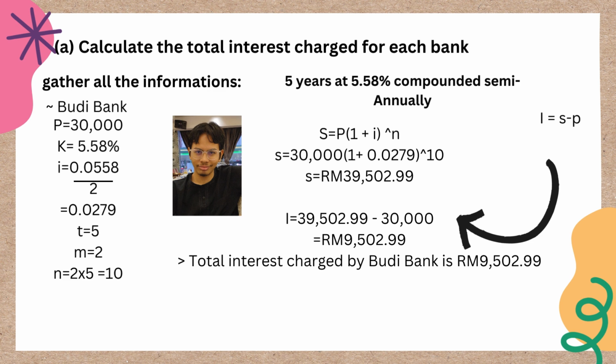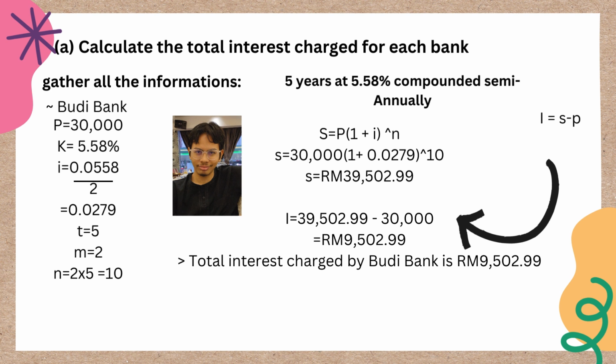As you can see here, Budi Bank just charged Zaharil Omar a 5.58% interest rate compounded semi-annually, but Sudi Bank just charged Zaharil a 5.75% interest rate compounded quarterly. Question A asks us to calculate the total interest charge for each bank. So how to do it?